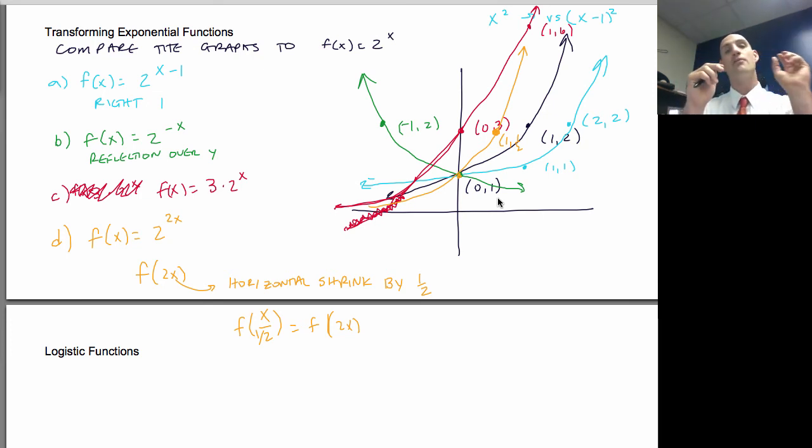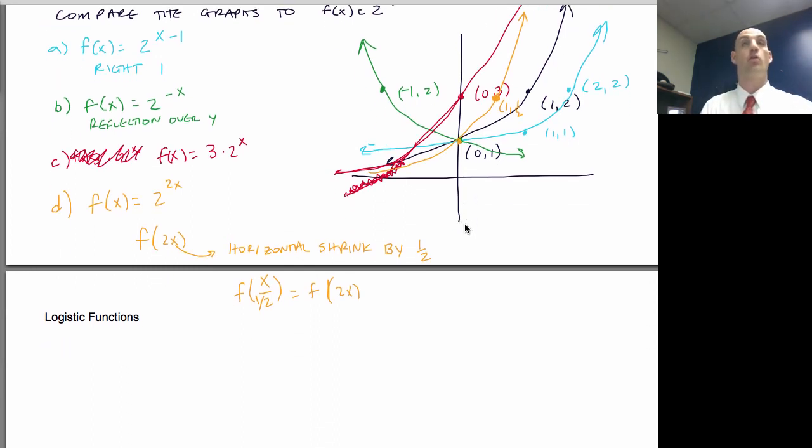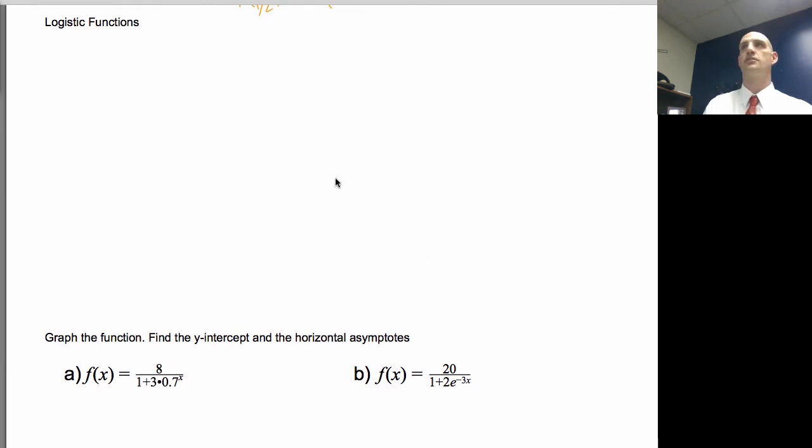If there's a number out front of my base, like a times b to the x, that a tells me my vertical stretch. If it's inside, next to the x in the exponent, a 2 or a 1/4, whatever it happens to be, that's going to affect my horizontal shrink or stretch. Okay? Logistic functions.